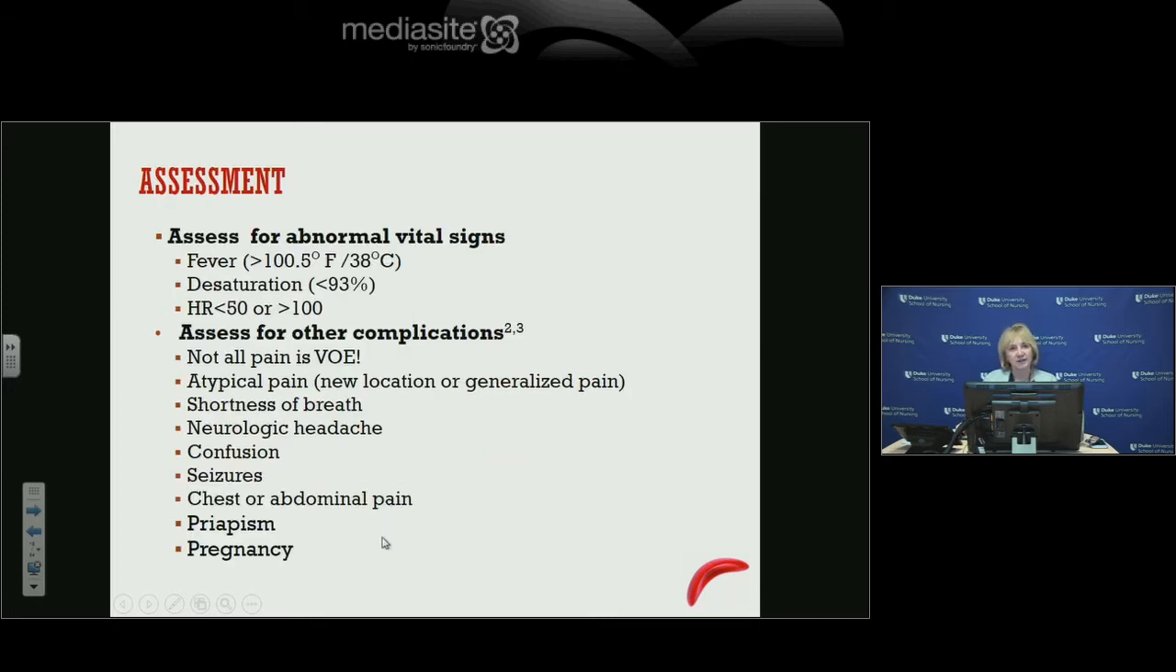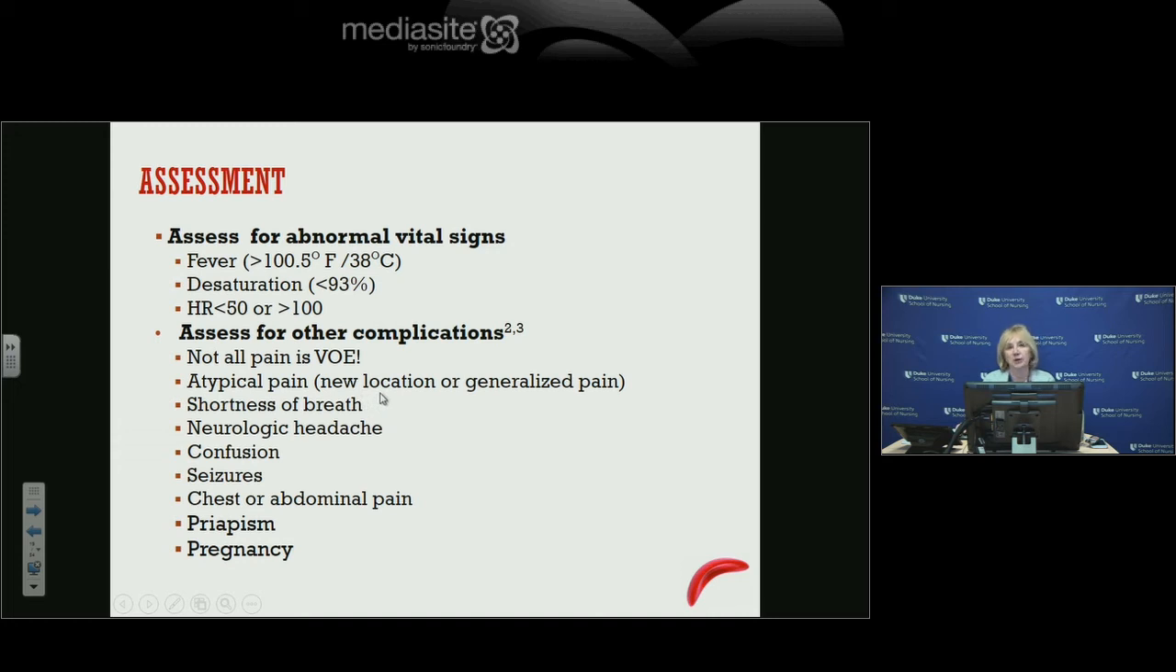We also want to assess at triage for other red flags, even if it is a VOC. In which case, if they have any of these other signs and symptoms, they're a higher priority than a straight vaso-occlusive episode. A VOC by itself is a high priority and needs to be managed right away. But if there is evidence of other kind of compromise, we really do need to jump on it. These patients could be at risk for sepsis, for acute chest syndrome, because not all pain is VOE. So we want to make sure, is this new? We want to ask these questions.